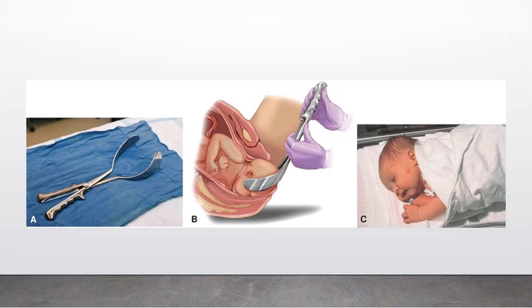And this is just a slide that has a picture of what a set of forceps looks like on the left-hand side, how it fits around the baby's head in the middle picture, and then that little bruise on the baby's cheek is what could happen as a result of forceps delivery.